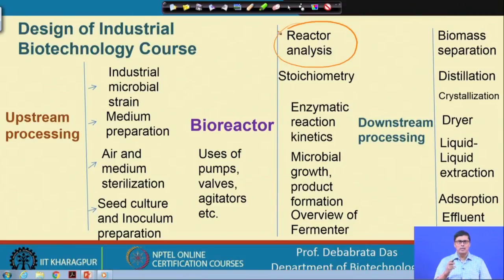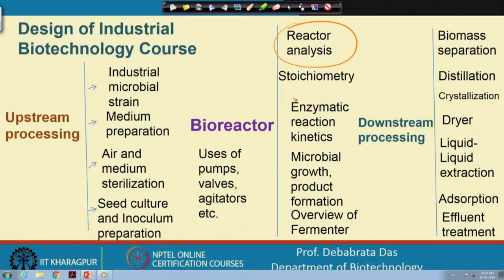Then when the reaction takes place in the reactor, the rate of reaction, the kinetics of the reaction, plays a very important role, because this is required for the scaling of the process. Then we have to find out the stoichiometry of the process. The stoichiometry basically gives us the information on the maximum yield of product formation that can take place. This is very important.